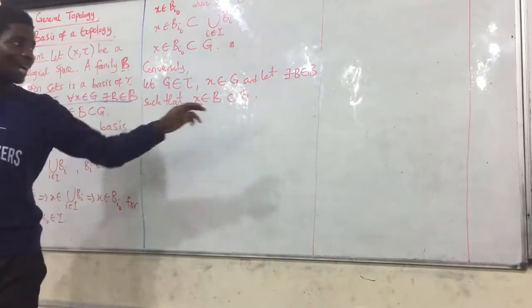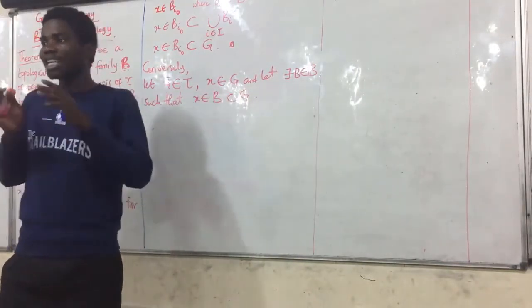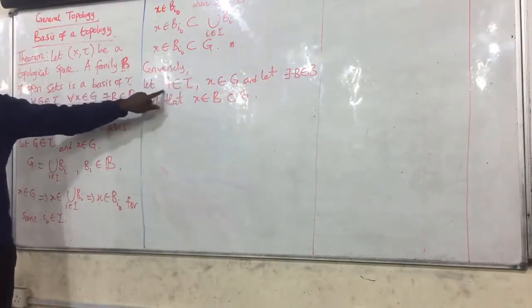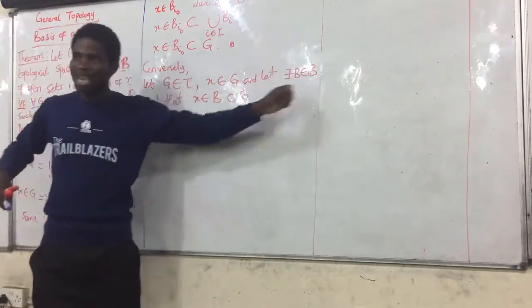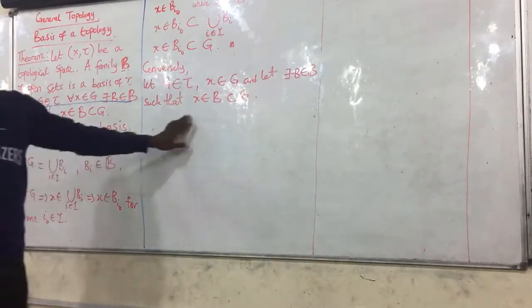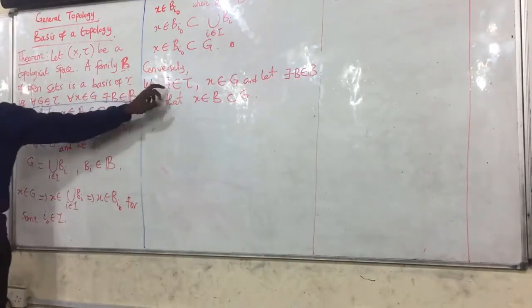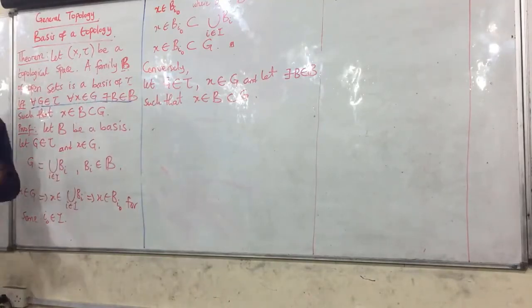It means for me to prove that this B is a basis, what I need to show is that every element, this G, can be written as a union of elements here. Are you getting my point? Yes. I want to prove that B is a basis. It means that every element of a topology can be written as this. That's what I want to prove. Do you get that now? Yes. That's what I want to prove.